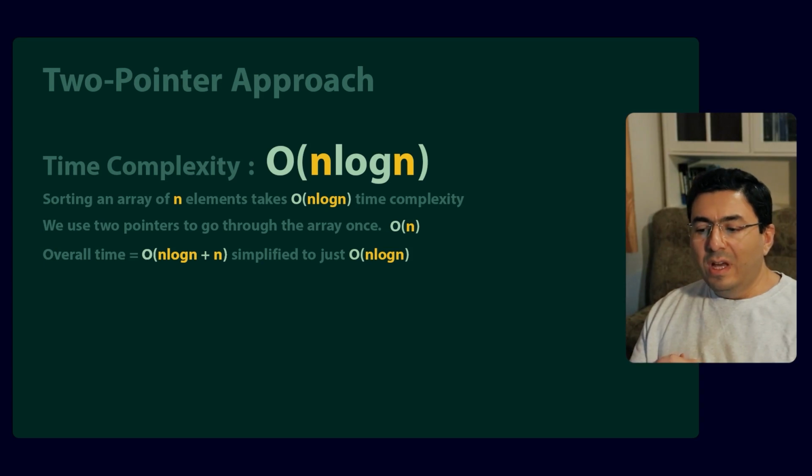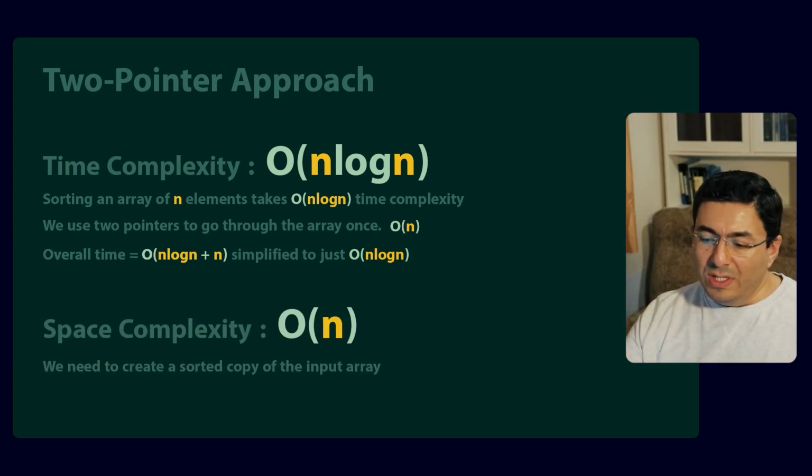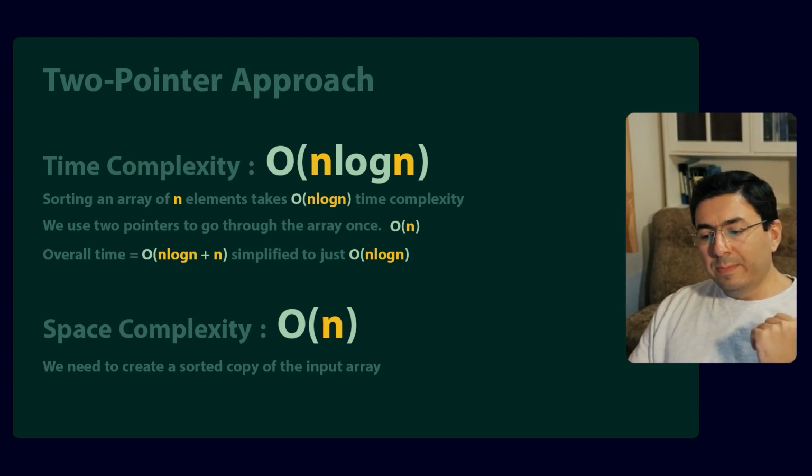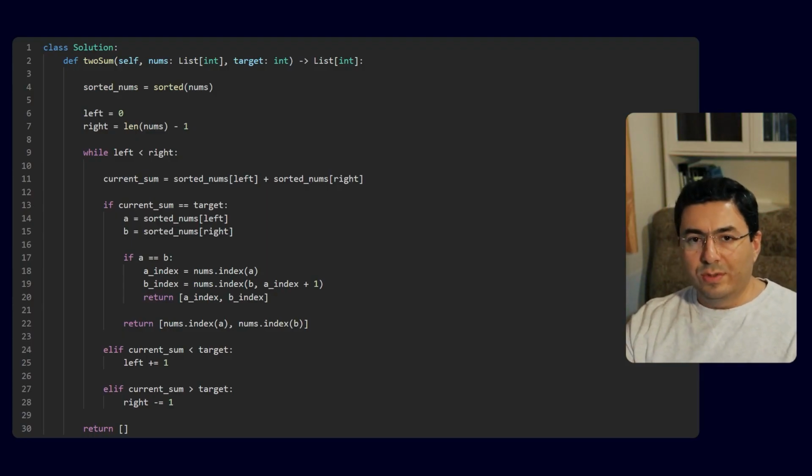And for very large arrays, the 2 pointers approach will still be slow. And we also need to create a sorted copy of the input array, which takes up extra memory. So the space complexity for the 2 pointers solution is O of n. Here's the code for the 2 pointers solution.